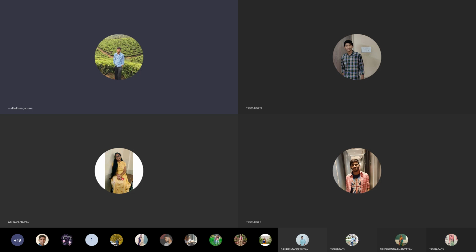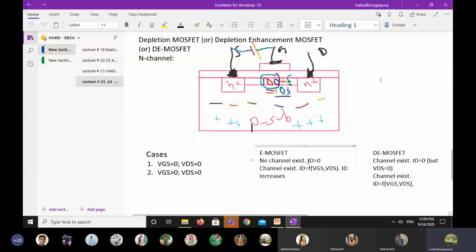Yes. So the channel exists. ID is a function of VGS comma VDS, and the ID current increases drastically. Why? Because it is adding more electrons to this. Okay, fine. The next condition is the third condition.